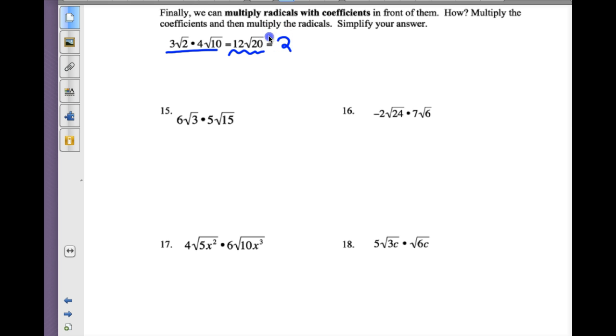So 12 radical 20. What's radical 20 broken up? One of them is a perfect square from our list. 5 and 4. The square root of 4 is 2. What do you do with the 2 that comes out and the 12 that's already there? Multiply it. Final answer, Briggs. 24 radical 5. Sean, can you simplify it anymore? No. Radical 5 is radical 5. Does that make sense to you now? Yeah. Try the next couple. Go.